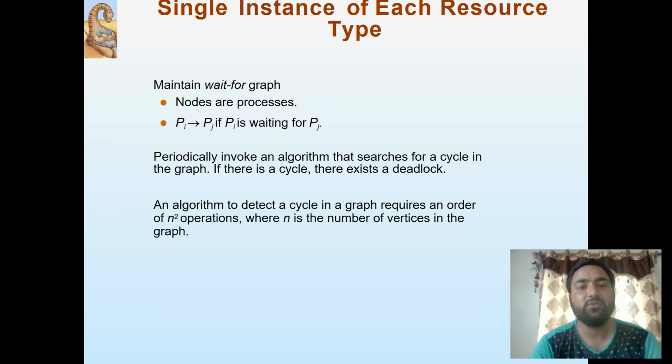Also, periodically invoke an algorithm that searches for a cycle in the graph. If there is a cycle in the graph, that means there is a deadlock in the system. An algorithm to detect a cycle in a graph requires an order of n raised to the power 2 operations, where n is the number of vertices in the graph. That means if the vertices in the graph are n, then the operations required to detect the deadlock in the system are n square.